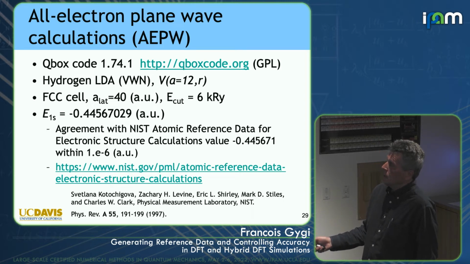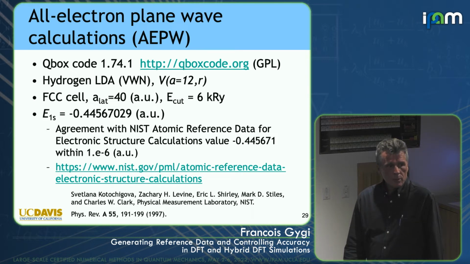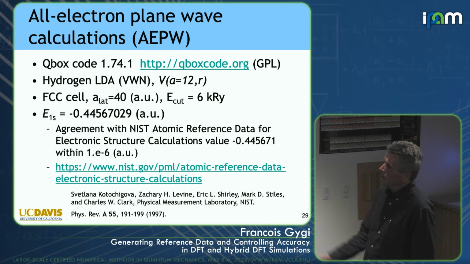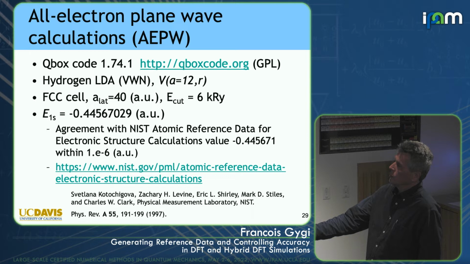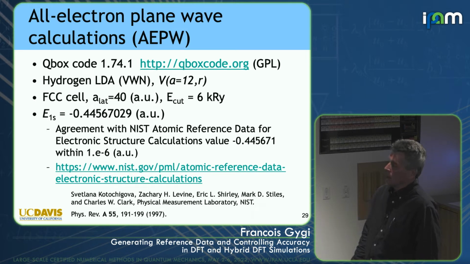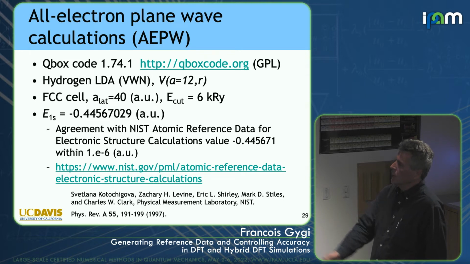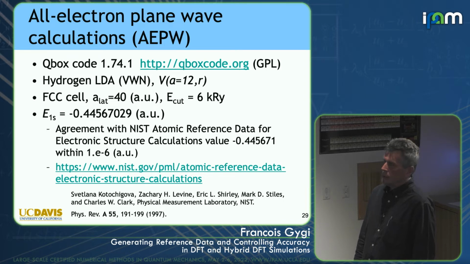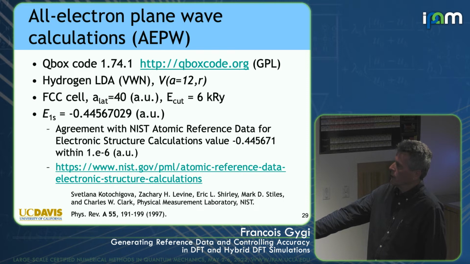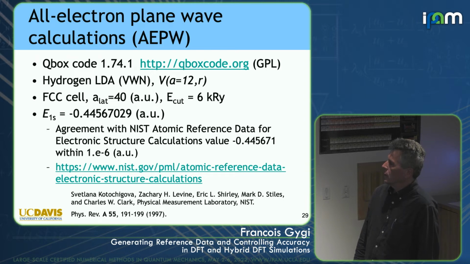Now, that means that the cutoff we need is going to be 6,000 Rydbergs. And that's the value you get for the energy. Now, the reason we chose this VWN functional is that there is this data available on the NIST website, which is a database of LDA energies and eigenvalues that was computed a long time ago by Svetlana Kotochigova and the group of Zachary Levine, Eric Shirley, and others.